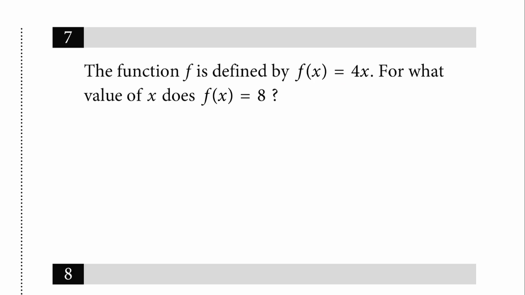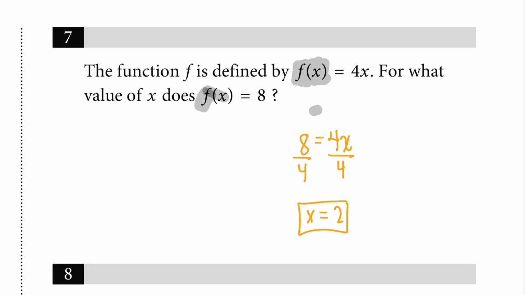The function f is defined by f of x equals 4x. For what value of x does f of x equal 8? What this is saying is to replace f of x, this entire thing here, with an 8. So we're going to take 8, set that equal to 4x, and then divide both sides by 4, so x is 2.